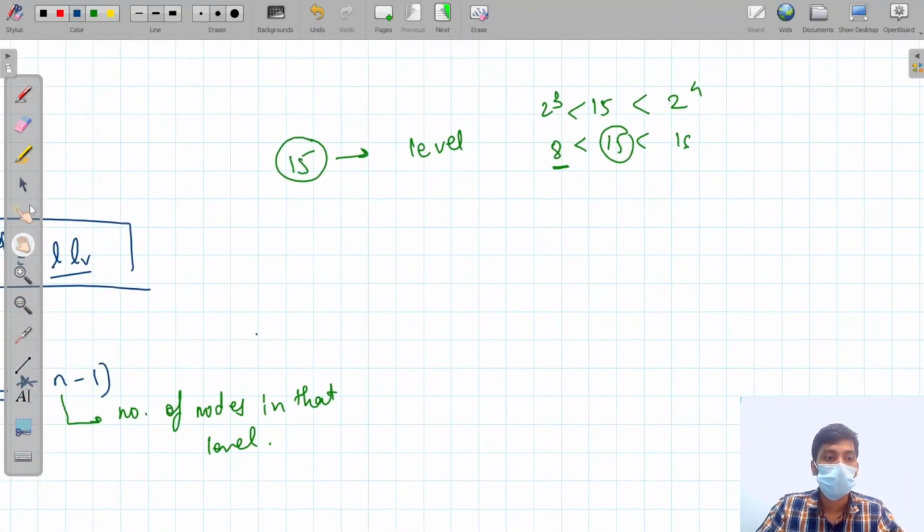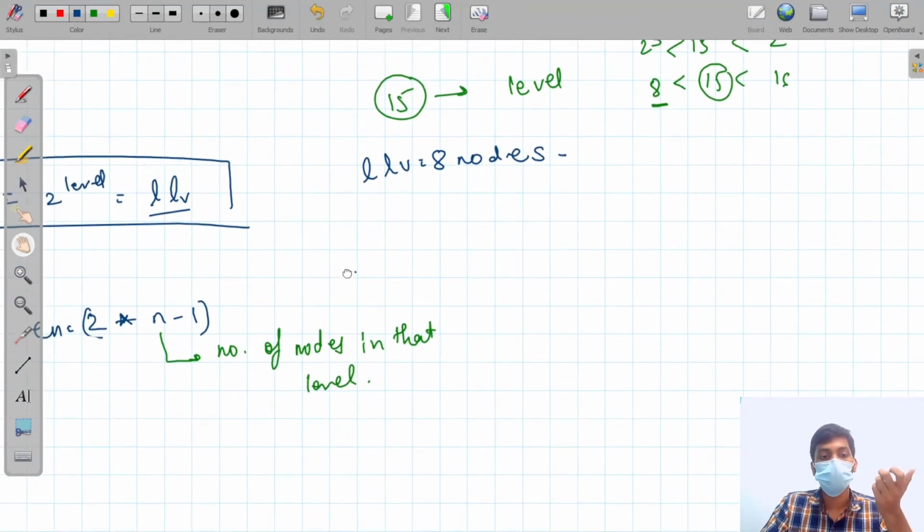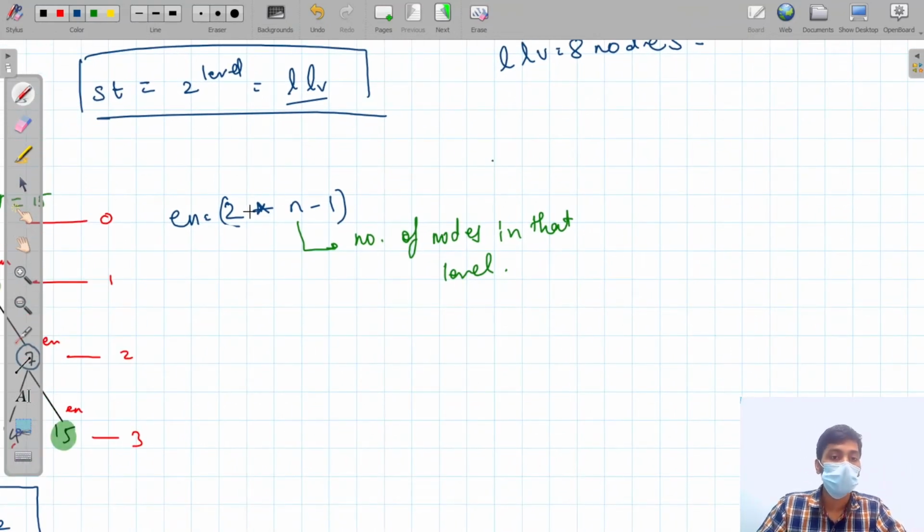And now if I am able to get the level, this 15 is going to be included in the level where there are going to be 8 nodes, right? With this, I was able to find the last level value, that is nothing but the number of nodes in that level. So if I now put this in the formula, that is last level minus 1, I am able to get my ending point.